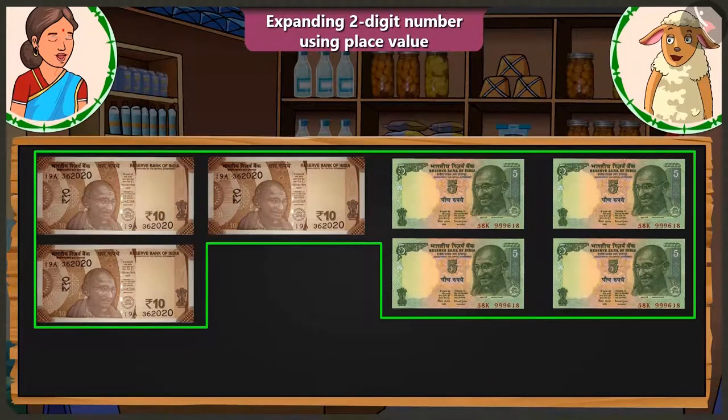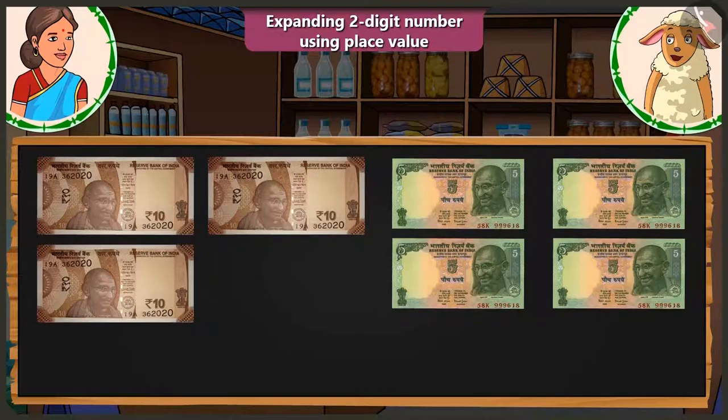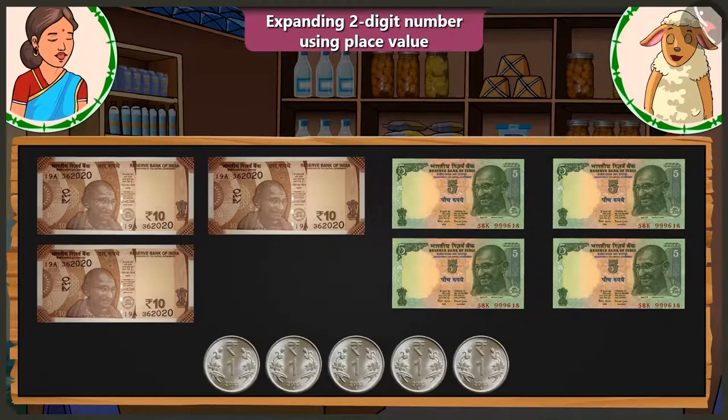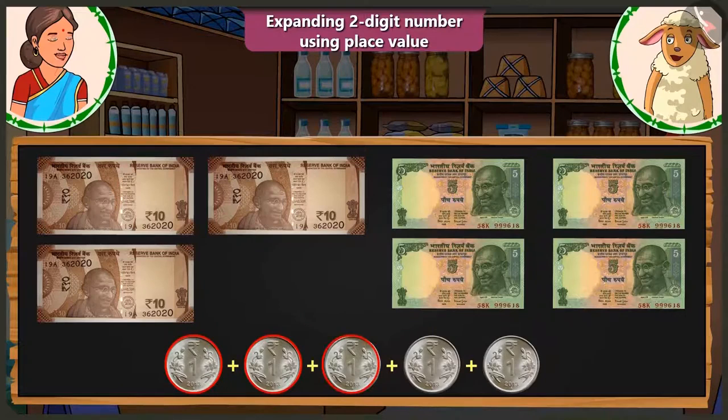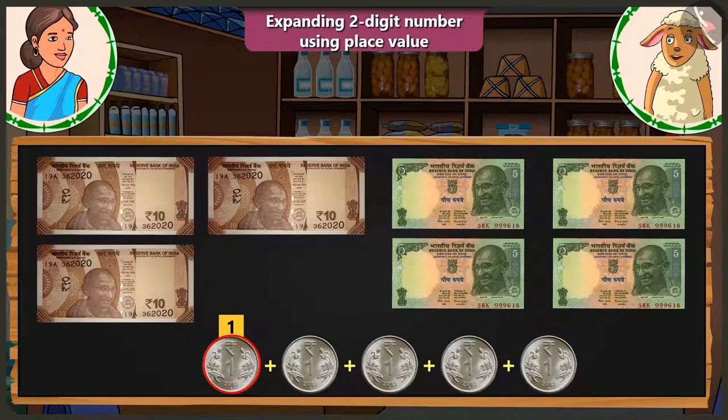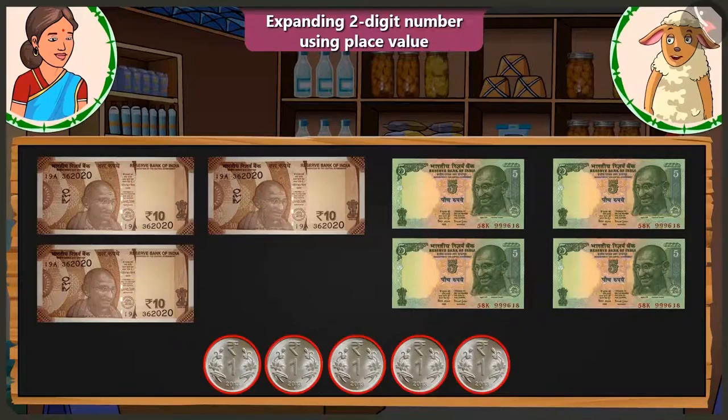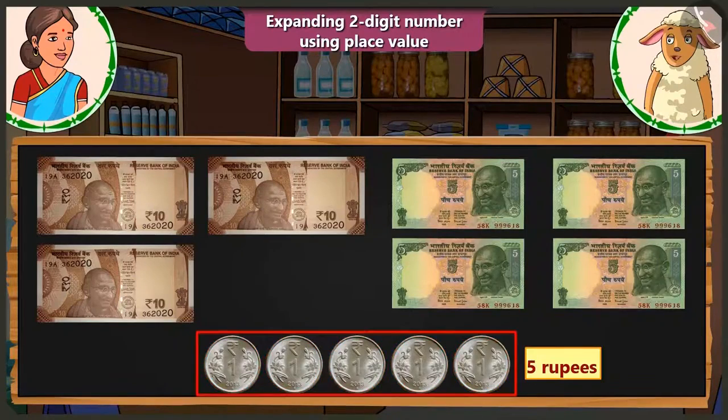Yes, it is 50. But 5 are still remaining. Now I don't have a 5 rupee note with me. But you have coins, right? Coins? But these are 1 rupee coins. Yes. Look, Lily, you have 5 coins of 1 rupee each. So here, adding these 1 rupee coins makes it 5 rupees. Here is the first 1 rupee coin, second coin, third coin, fourth coin and fifth coin. So all these 5 1 rupee coins make a total of 5 rupees.